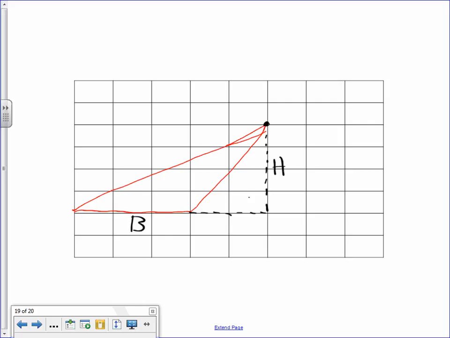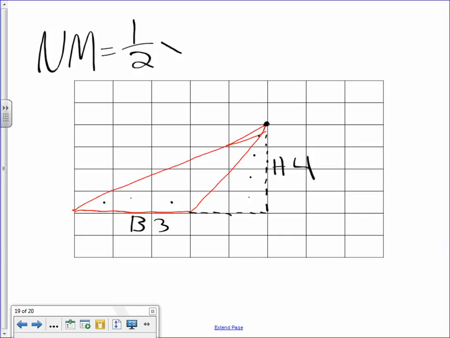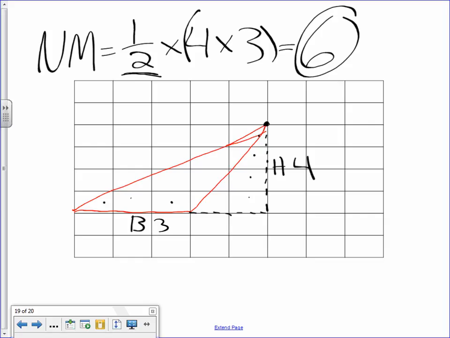My height is 1, 2, 3, 4. So I have a height of 4. My base is 1, 2, 3. A base of 3. So my number model: I have 1/2 times 4 times 3. 4 times 3 equals 12. 1/2 of 12 equals 6. So my area for this triangle was 6. Okay, nothing's changing. Just writing out the number model. Let's do one more example here.